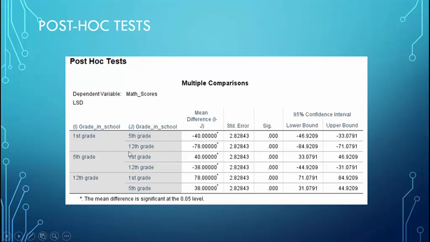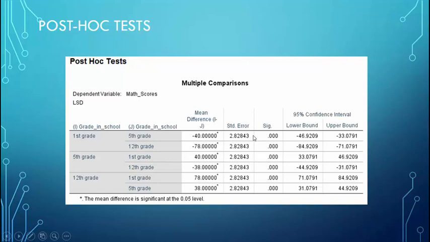Coming back to this, I do want you to see that even though we have 3 possible comparisons, there are actually 6 lines, or 6 comparisons. This is because SPSS is a computer, and it does things sometimes redundantly, just because it can. So for example, here it's comparing first graders to fifth graders, and first graders scored 40 points less than the fifth graders. But if you come down to the second major box here, now it's comparing fifth graders to first graders. And they're saying fifth graders scored 40 points higher than the first graders.